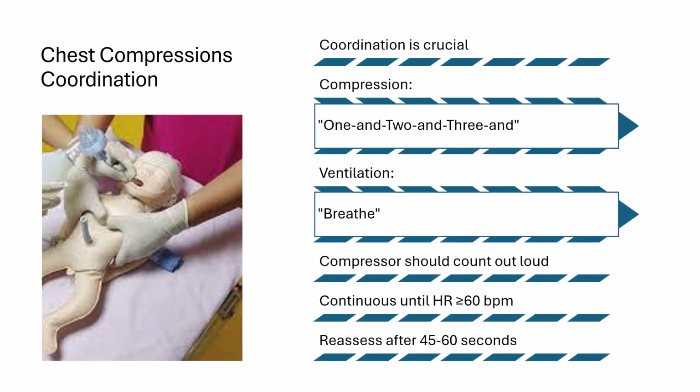Coordination between compressions and ventilation is crucial for effectiveness. The compression rhythm should be 1 and 2 and 3 and, followed by breathe for ventilation. The person doing compressions should count out loud to maintain rhythm and coordination. Continue compressions until the heart rate is at least 60 beats per minute. Reassess after 45 to 60 seconds of coordinated compressions and ventilation. If there's no improvement, you'll need to consider medications.